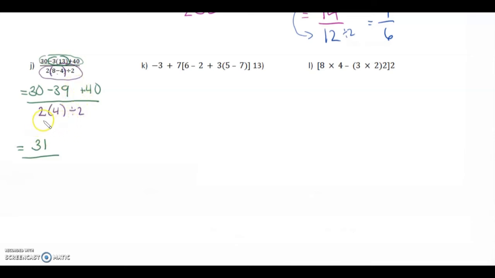So this time we have multiplication and then division, so we do them in order that we read it. So 2 times 4 is 8, divided by 2 is 4. 31 over 4. And that's the lowest terms.